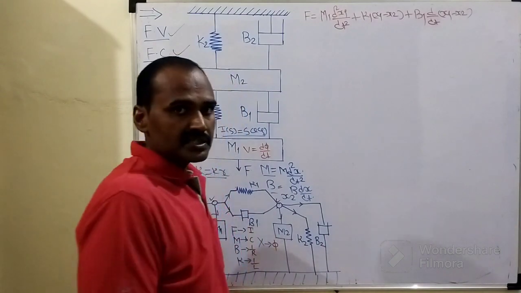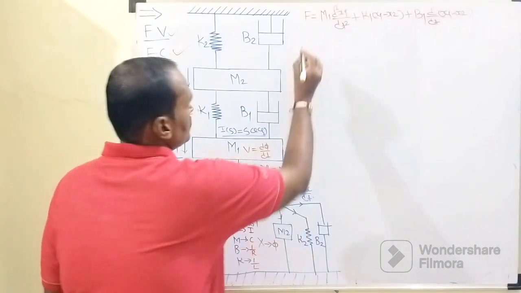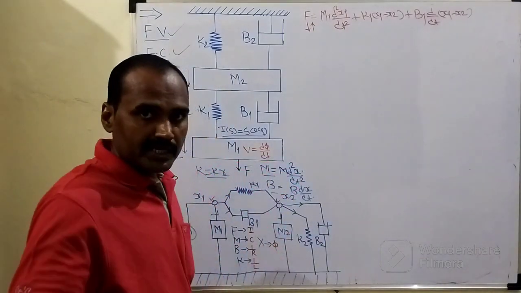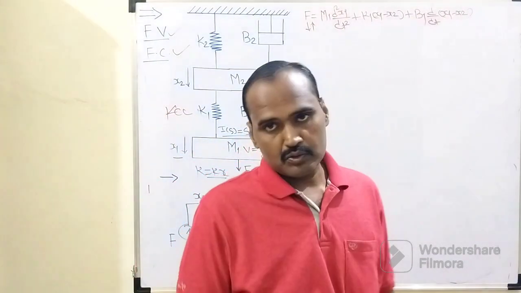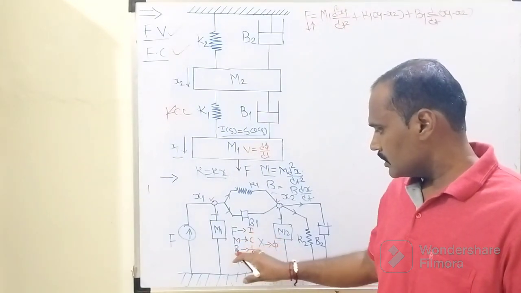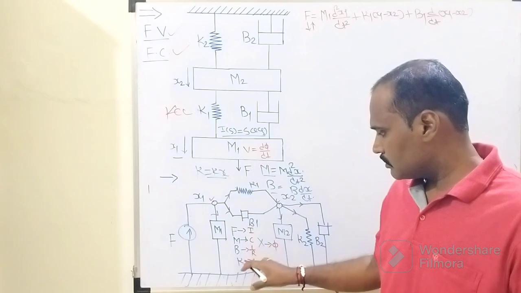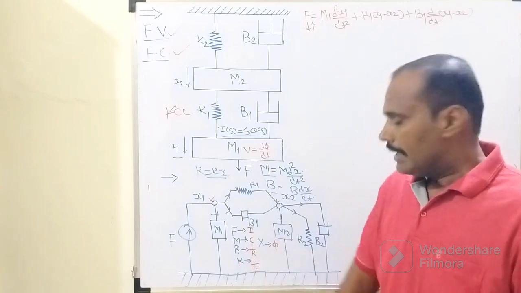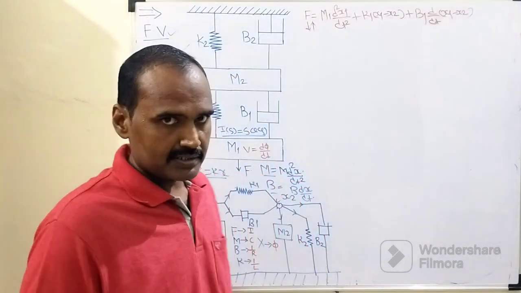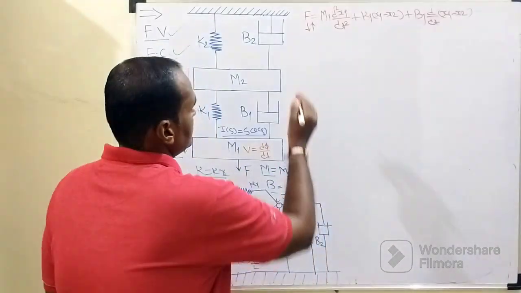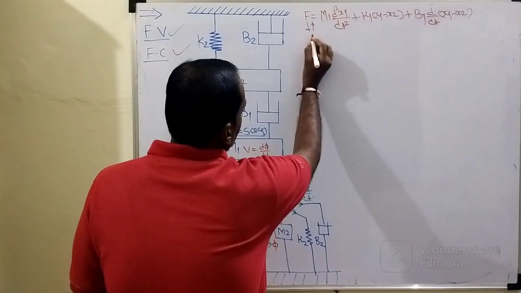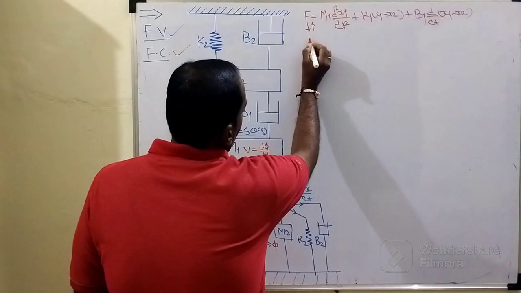In the next step we need to apply the Laplace transform. At the same time we need to recall the analogous terms. In the force current analogy, force is analogous to current, M is analogous to C, damper is analogous to conductance, the reciprocal of R, K is analogous to 1 over L, and X, displacement, is analogous to the desired flux phi. After applying the Laplace transform, it gets converted into the S domain.